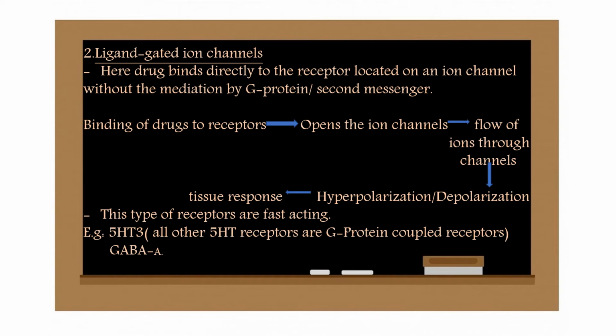This type of receptor is fast acting. An example is 5-HT3. All other 5-HT receptors are G-protein-coupled receptors except 5-HT3. Then GABA-A and nicotinic cholinergic receptors are also examples of ligand-gated ion channels.